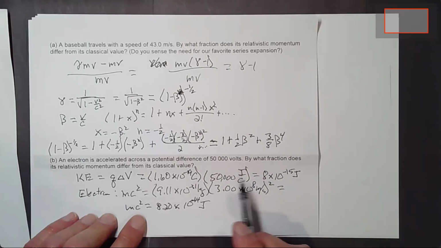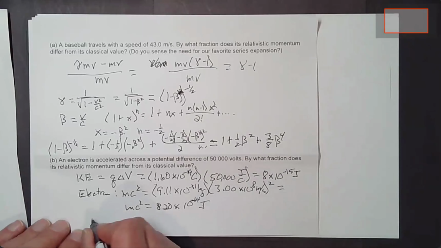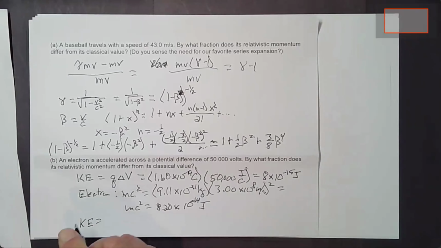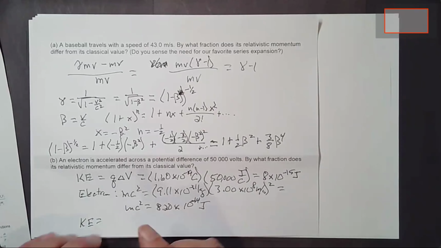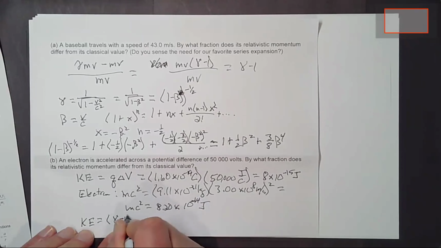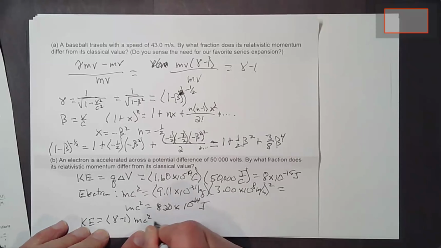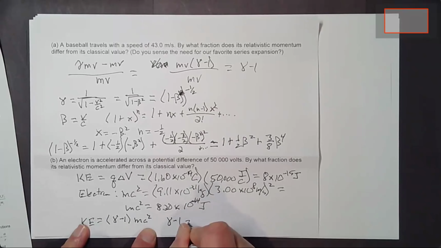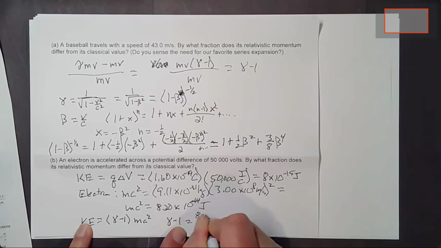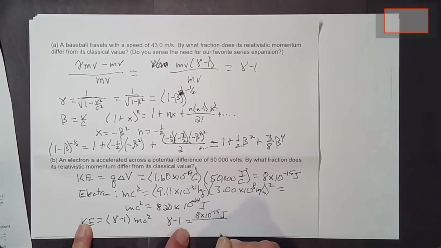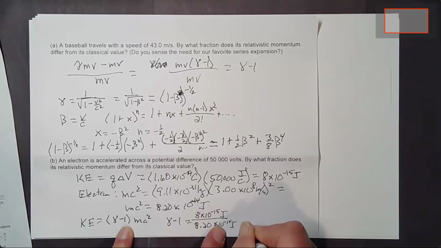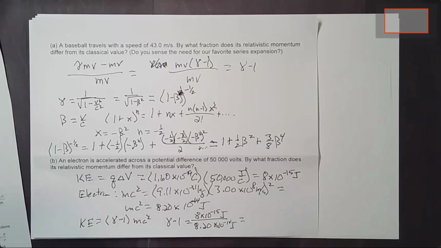But let's see, we don't have a lot of sig figs on that one. Kinetic energy, the relativistic expression, is equal to gamma minus 1 times mc squared. Gamma minus 1 is going to be pretty small, but we can figure it out. Gamma minus 1 will equal the kinetic energy, 8 times 10 to the minus 15th joules, divided by the 8.2 times 10 to the minus 14th joules, which is pretty small. And then we can add a 1 onto that.